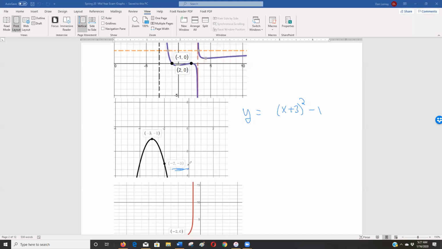I see that point, -2, -3. So -3 equals, I don't know, a times, well, let's see, -2 plus 3 is 1. Square it, 1 squared is 1, and then I'm going to subtract 1. So a is -2. And it opened down, so I know that should be negative. So that's that equation. Easy enough.